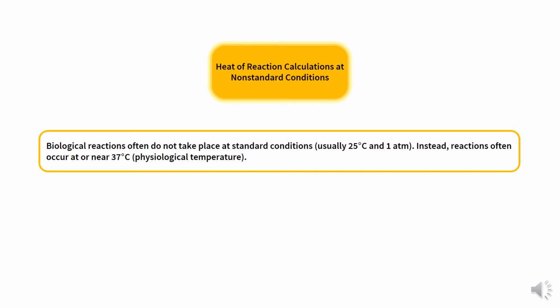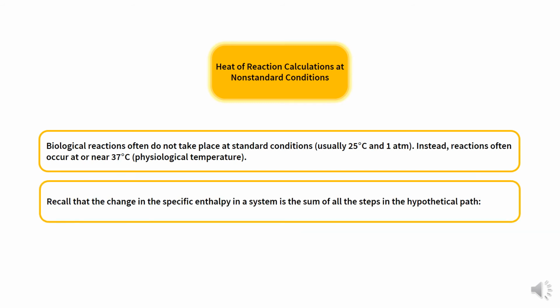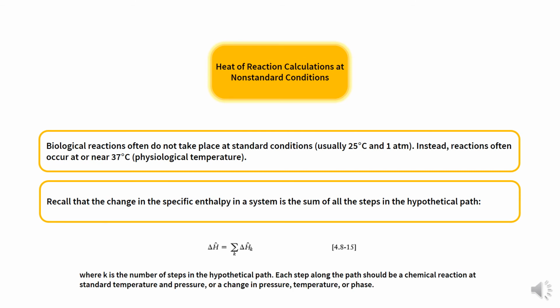Heat of reaction calculation at non-standard condition. Biological reactions often do not take place at standard condition. Instead, reactions often occur at or near 37 degrees Celsius. Recall that the change in the specific enthalpy in a system is the sum of all the steps in a hypothetical path, so the equation can be written as follows, where k is the number of steps in the hypothetical path.